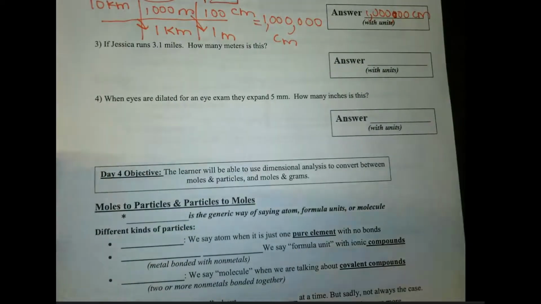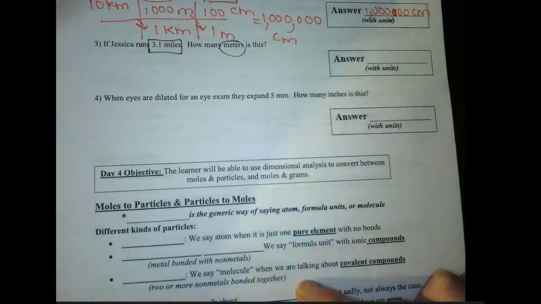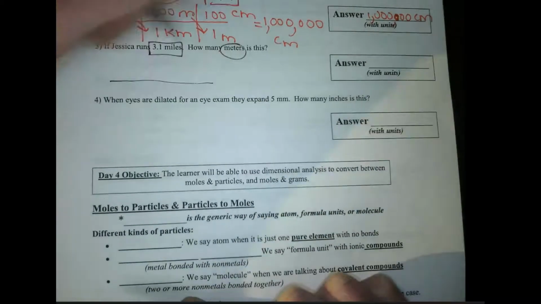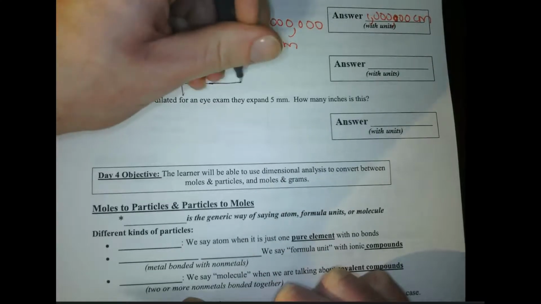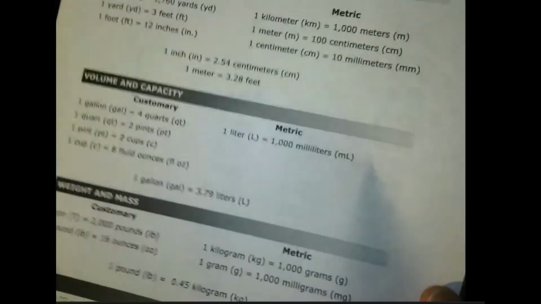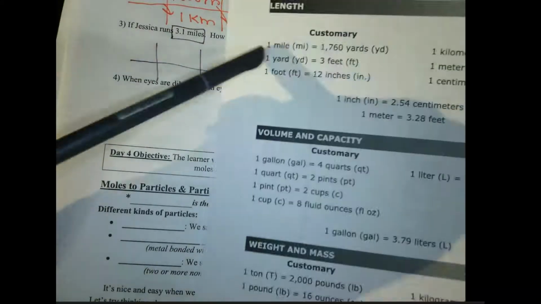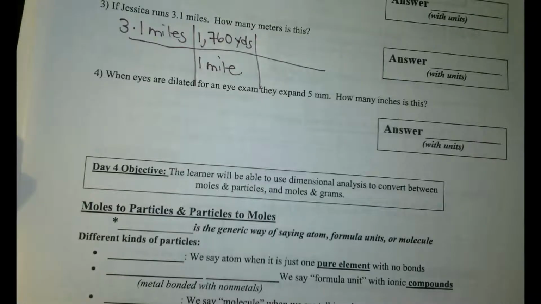Okay, if Jessica runs 3.1 miles, how many meters is this? Box your given, circle your unknown. And then I always draw my little chart and start with what I was given. Okay. Again, use your conversion chart. You want to be looking for that conversion chart. We're trying to go from miles to meters. So we want to make sure we get my conversions.